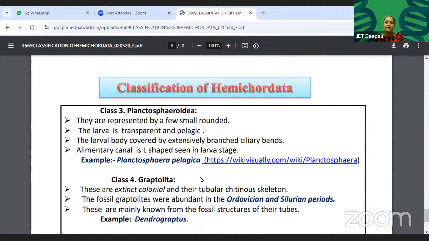Okay, next is Graptolita. These are extinct. Planctosphaeroidea are also found as fossils only. These are extinct colonial organisms with a tubular chitinous skeleton. The fossil graptolites were abundant in Ordovician and Silurian periods.